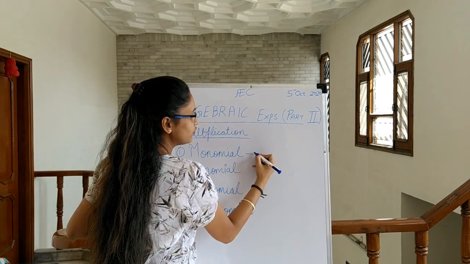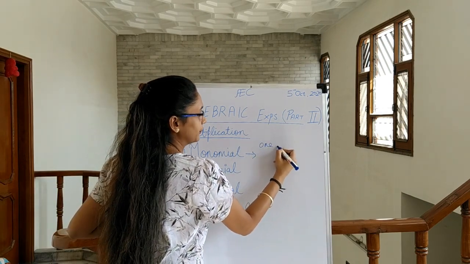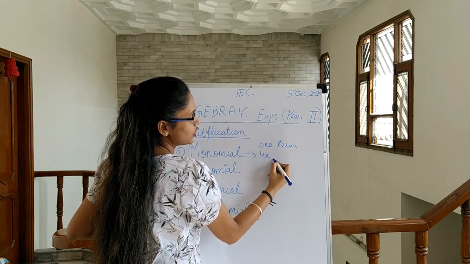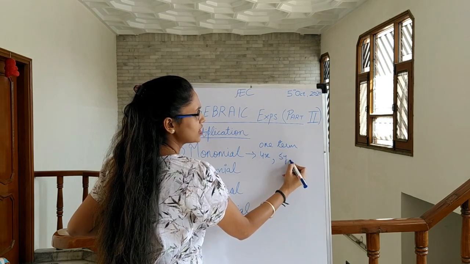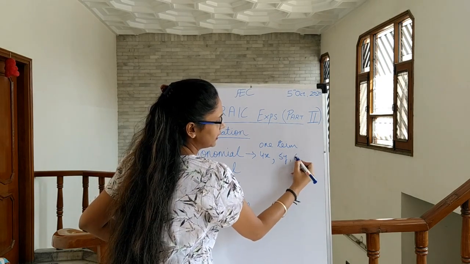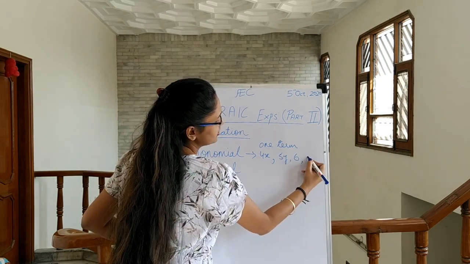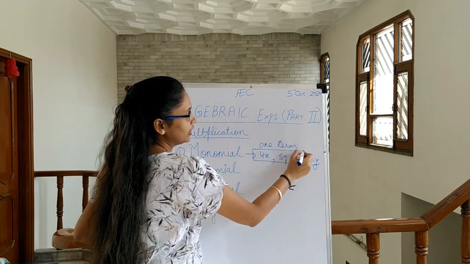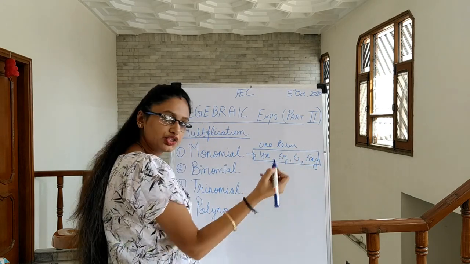Monomial is basically when you have only one term. One term as in either you have 4x or 5y or simply a number, which can be any number, and something like 5xy. So these are all monomials in which only one term is used.